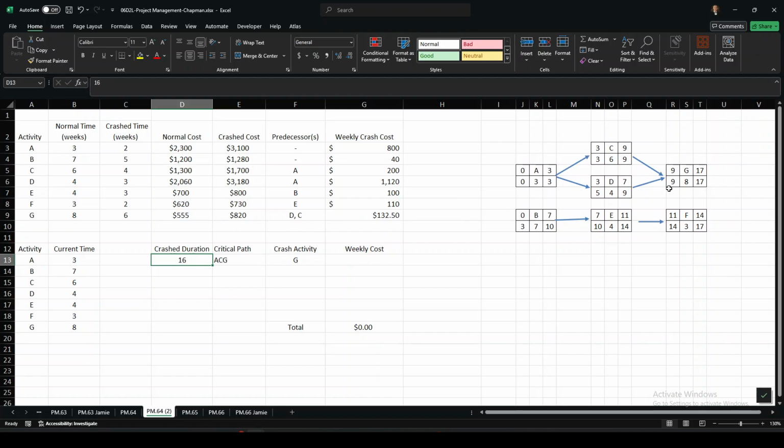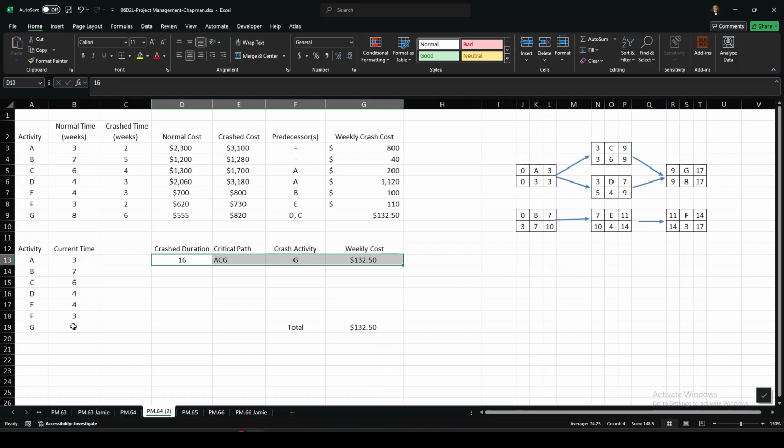If we want to go from 17 to 16, because we're trying to crash the project just 1 week at a time, we would crash activity G first. How much is that going to cost us? That's going to be the $132.50. If we crash G once, and again, we have to do this week by week. Why? Because the critical path could change. So we have to do it week by week.